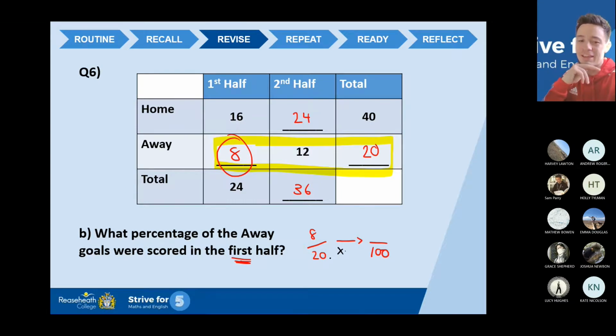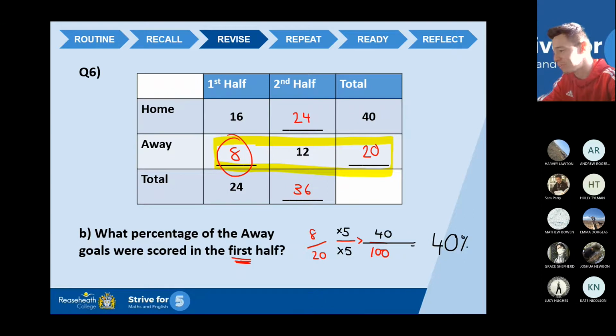This links to today's lesson if you've had me. Excellent, Andrew. Times it by 5. And whatever you do to the bottom, you do to the top. So 8 times 5 gives me 40. Okay? Now, what did I say? If it's written as a fraction over 100, the top number can become your instant percentage. So my percentage is 40%.